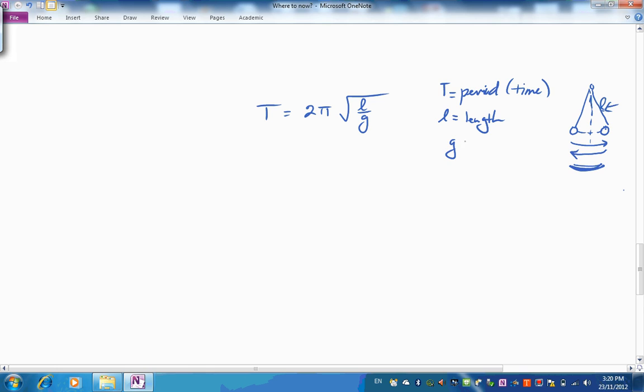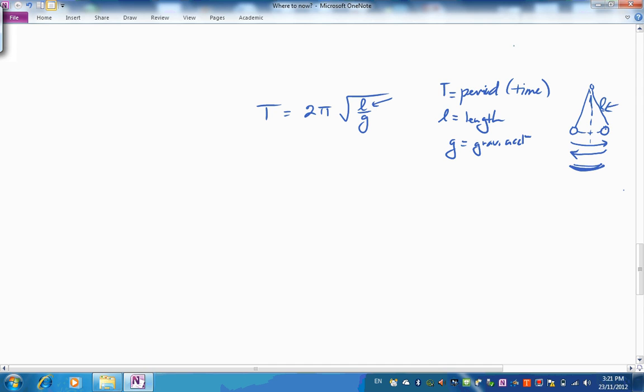And then G is the gravitational acceleration, which is a constant. So let's say you were a clockmaker using pendulum clocks. They look quite attractive, big old grandfather clocks. And you wanted to work out the various lengths you needed to make the period of the clock a certain amount. So we really want L in there.